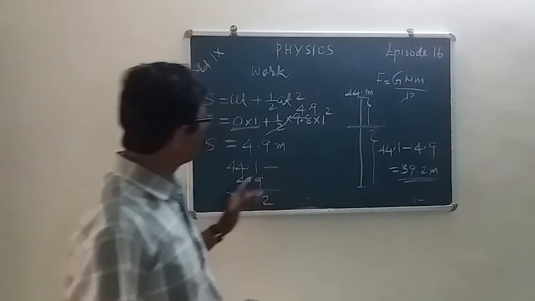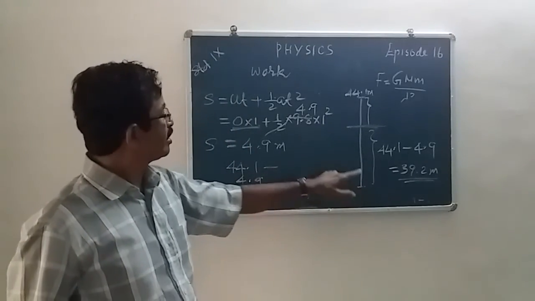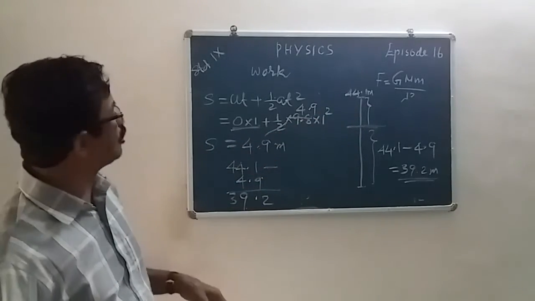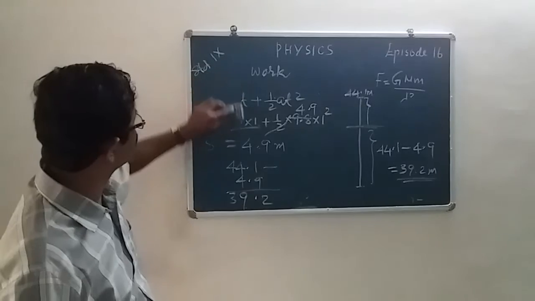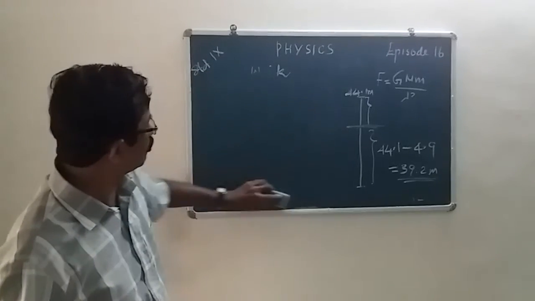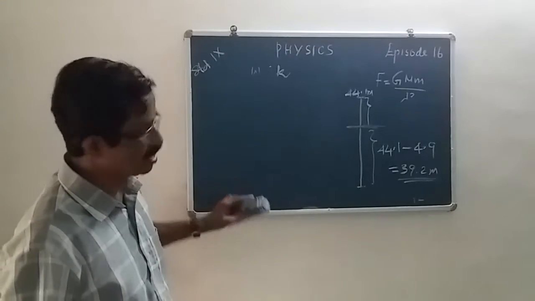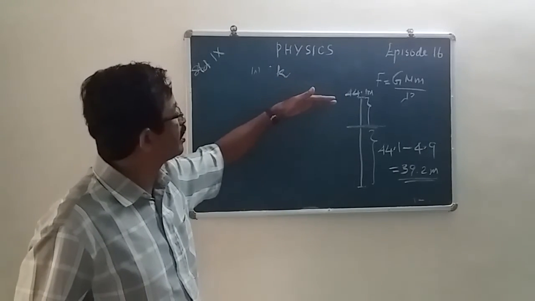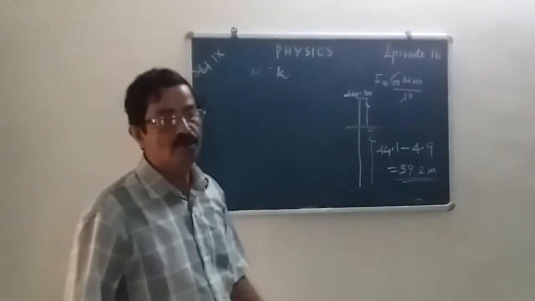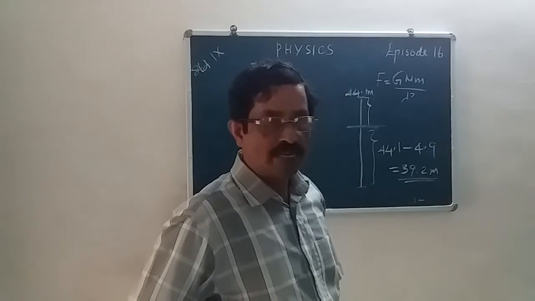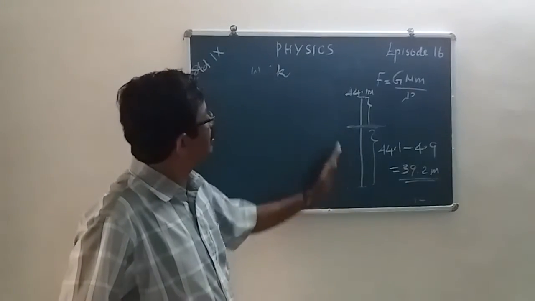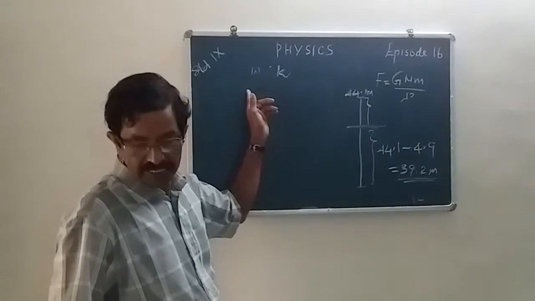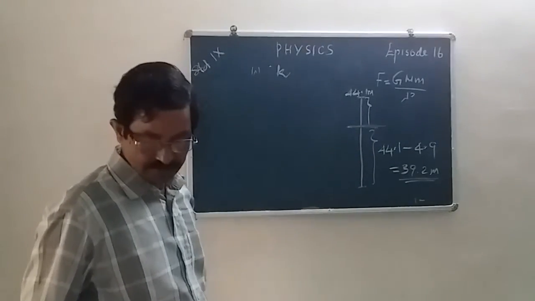This we can find in another way also. How? If we use the relation S is equal to u t plus half a t square, when the stone is thrown upward, we find with the acceleration, how much it is, minus 9.8. From that also we can get this answer.